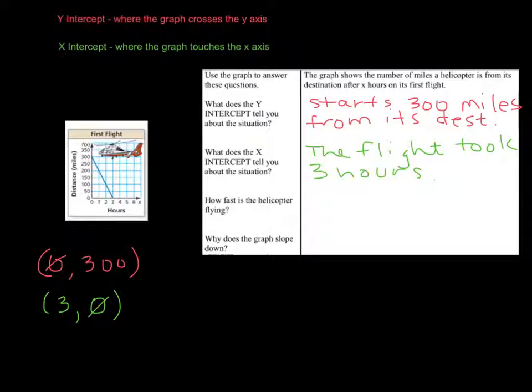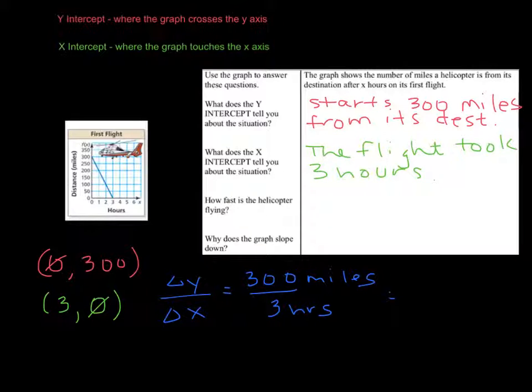So you've heard me talk about that rate of change being change in y over change in x several times. Okay, so let's think about that. I know that I traveled, or the helicopter traveled, 300 miles in 3 hours. So I can find the average speed, or the average rate of change, by just dividing. So if I went 300 miles in 3 hours, if I divide 300 by 3, I find out that the helicopter is actually traveling at 100 miles per hour.